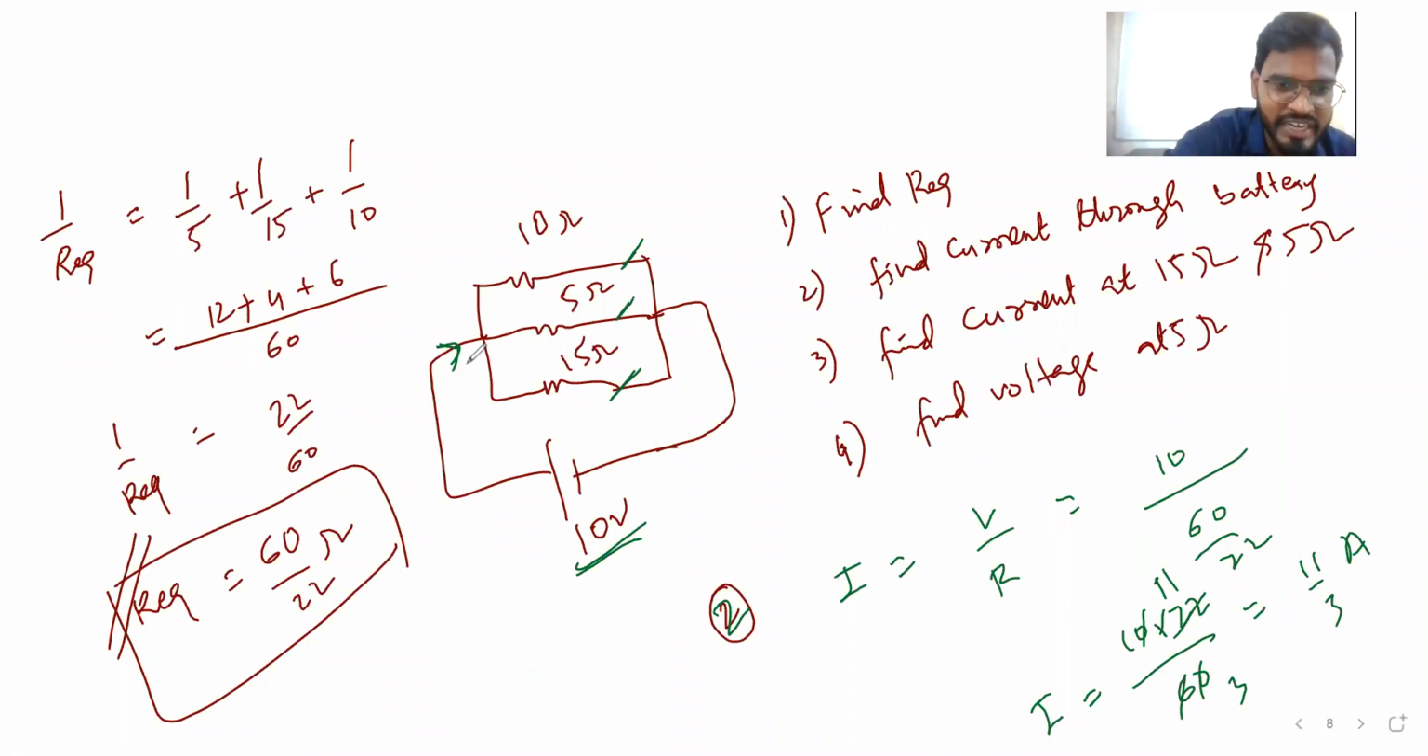So what we have till here is 11 by 3. Now how much will split here, here, here, that we'll have to see. It will come and go with the same current. Here is also 11 by 3, and at the end it will come 11 by 3 only. Now think how we can find it. The total resistance we found was 60 by 22, so 30 by 11.